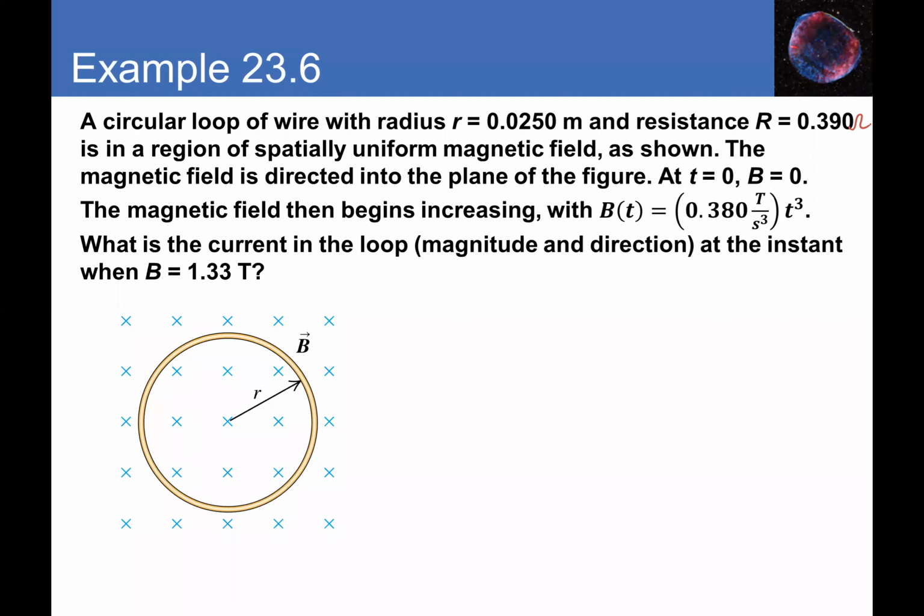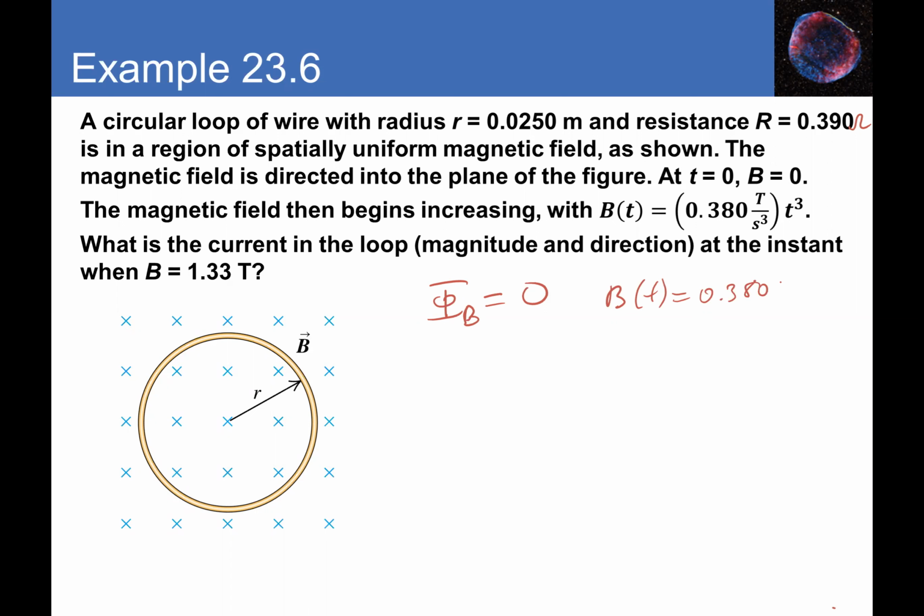At t equals 0, the magnetic field is 0. That means, for example, if I'm finding the flux at t equals 0, it's 0 because there is no magnetic field. The magnetic field then begins increasing. It increases as a function of t, B of t equals 0.380.